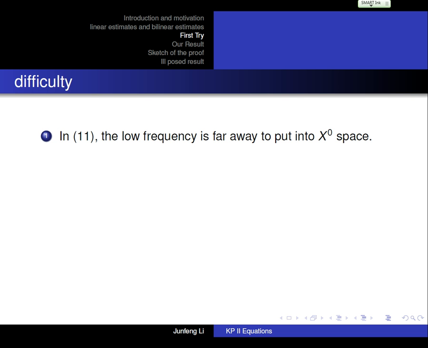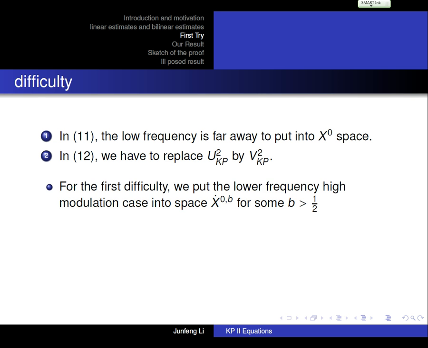For the first one, the low frequency is too far away to put into this X0 norm. And for the second, we have to replace U2 by V2, and a log comes out, so we cannot put it. For the first difficulty, we want to put the low frequency with high modulations into some X0 B space, where B is larger than half. And then you can compare.